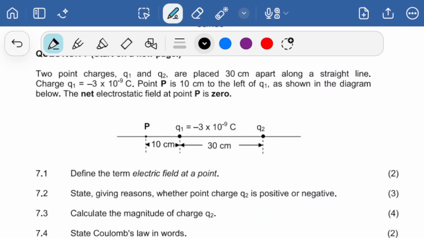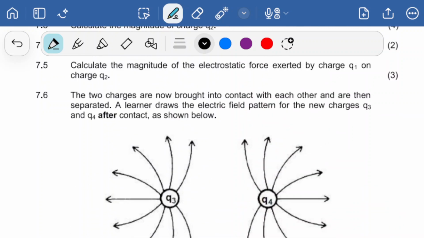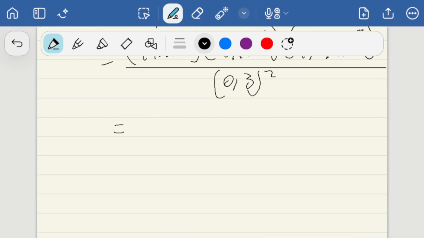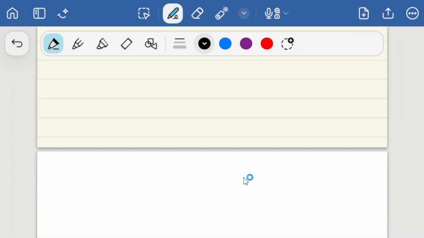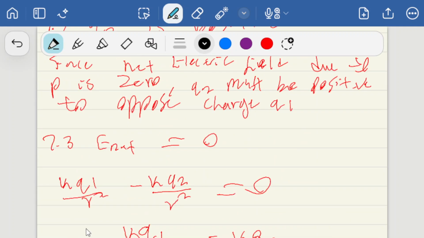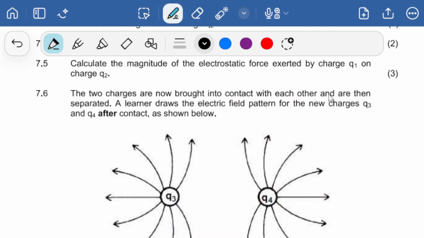Now, question 7.6. The two charges are now brought into contact with one another, right? So, the answer to the previous one is 1.44 times 10 to the exponent minus 5 newtons. Now, since the two charges are brought into contact with one another, that is 7.6. So, what will happen? Does the question want me to calculate? Then separated. The learner draws an electric field pattern.